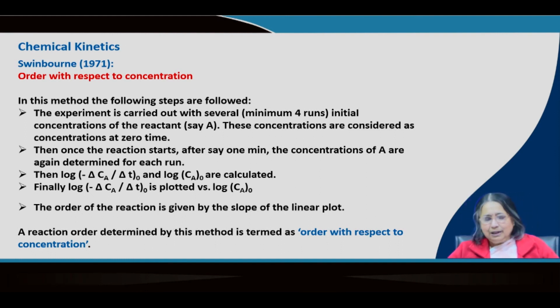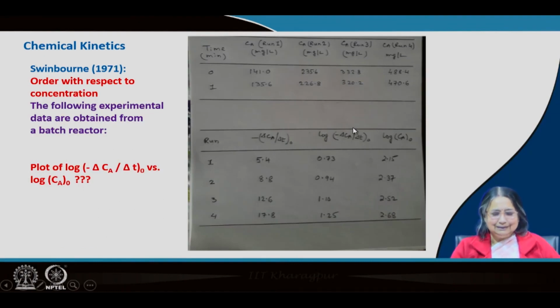Now, to understand this, you can see the data from the experiment that has been done with 4 runs. Here is the time. 0 minute means the initial concentration, and then 1 minute, so just after 1 minute the concentrations are measured. This is the 0 time concentration, and this is the concentration at 1 minute. There are run 1, run 2, run 3 and run 4, and you have to put them in a table.